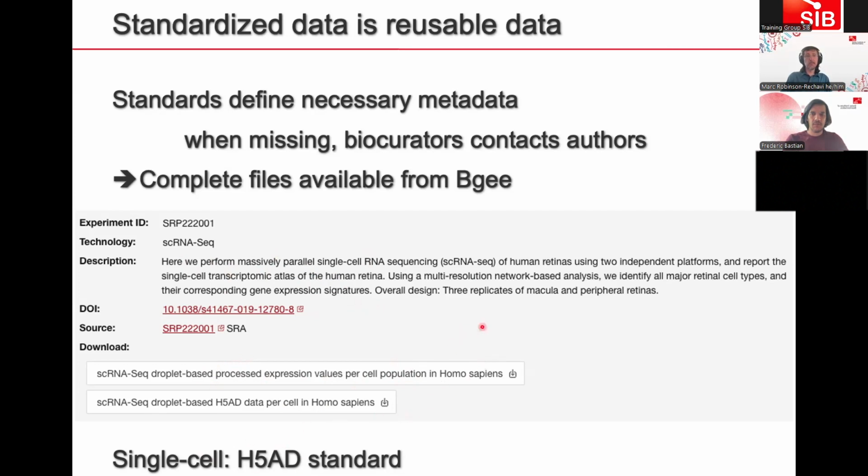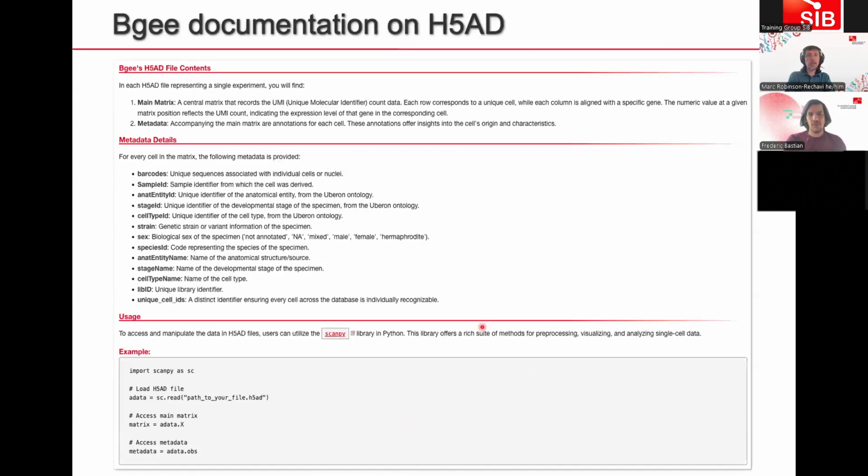And for single cell, we follow the H5AD standard, which allows you to put it into your pipeline behind. And we provide documentation of what we put into this H5AD so that if you are not sure of it or you have some questions, what is an H5AD, you can recover it easily, as well as example code how to integrate this into your analysis in Python.